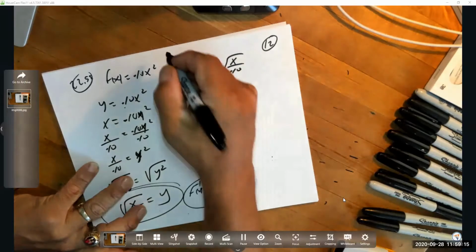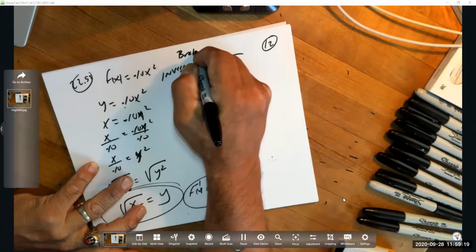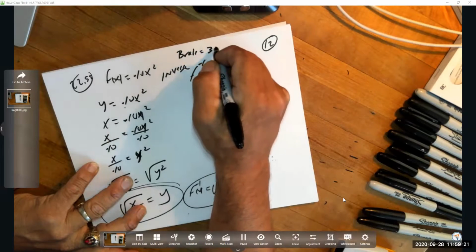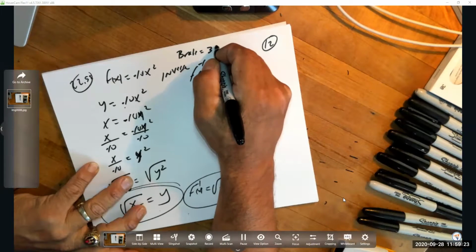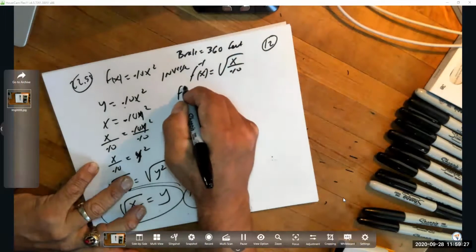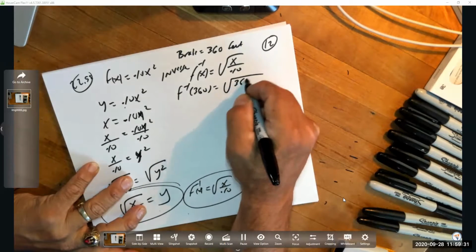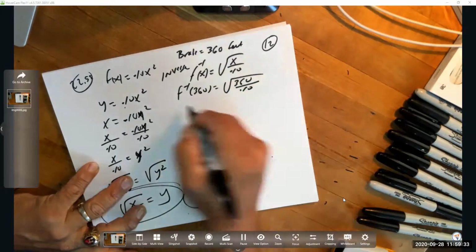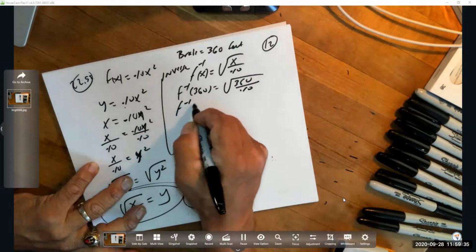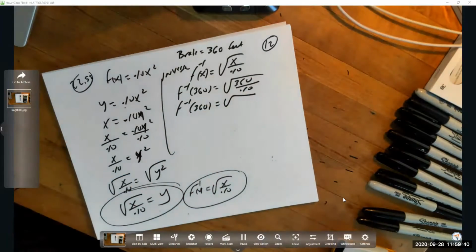All right. Suppose you have 360 feet of brake marks on the street. So F inverse of 360 is 360 divided by 0.10. Do it in the calculator. What is 360 divided by 0.10? Tell me what that is.